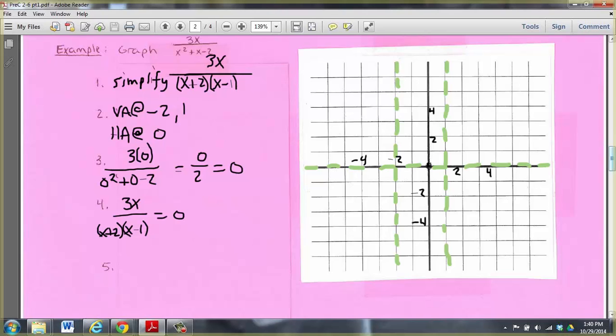Now, the first thing that you would do is multiply both sides by this denominator, which means that 0 times (x + 2)(x - 1) just turns into 0. So essentially, we're just looking at 3x = 0. Oh, goody for us. We already plotted that point. That means it doesn't cross the y-axis or x-axis any other places.